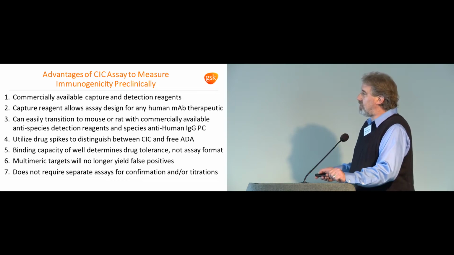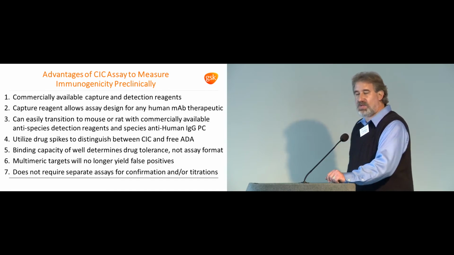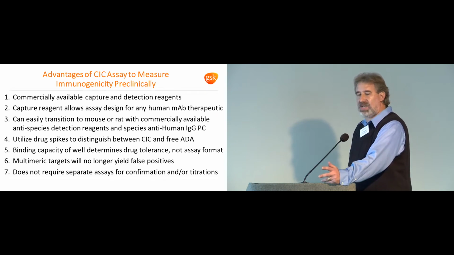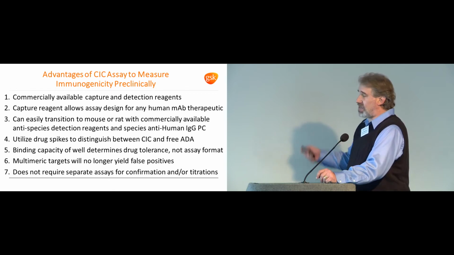If we wanted to, we could transition to mouse or rat with a commercially available anti-rat or anti-mouse detection reagent. Then all you have to do is tag it. But what's neat about rat or mouse is that there are mouse anti-human and rat anti-human IgGs available. Those would be suitable as a positive control. There just doesn't happen to be a monkey anti-human IgG reagent commercially available. So one of the drawbacks, as we'll get to in the next slide, is you're going to have to generate a positive control. If we utilize the drug spikes, we can distinguish between immune complex signal and free ADA.